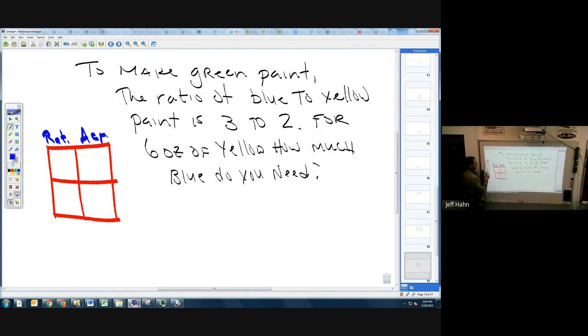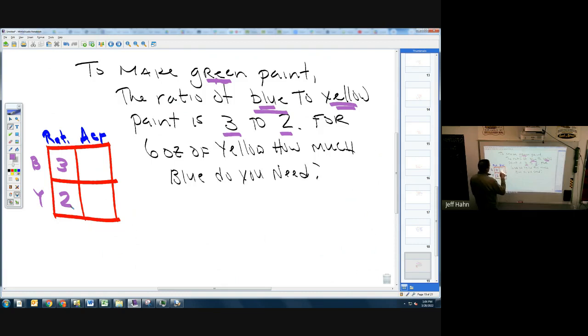And then the 2 rows are what 2 things are you comparing? In this problem, I'm comparing the blue paint to the yellow paint. It doesn't matter which one you put first, I could put the yellow on top. Blue to yellow. Then you take the ratio they give you. What ratio am I given? 3 to 2. What is 3? 3 is the blue, 2 is the yellow. How do I know 3 is blue? Because first one given, first number; second one given, second number. 3 blue to 2 yellow. That's my ratio, 3 to 2.